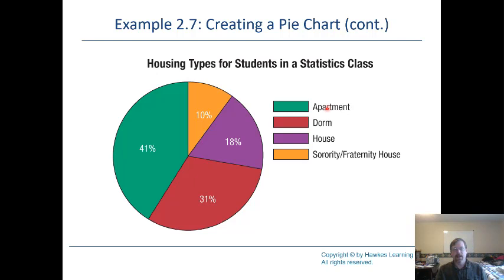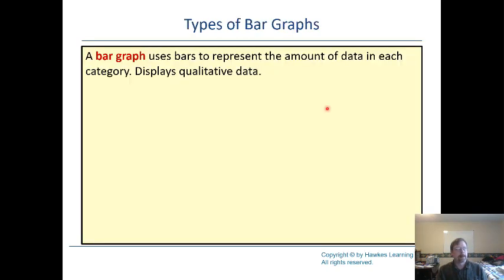We can also have bar graphs. A bar graph represents the amount of data in each category as the length or height of a bar. It can be horizontal or vertical. It doesn't really matter.